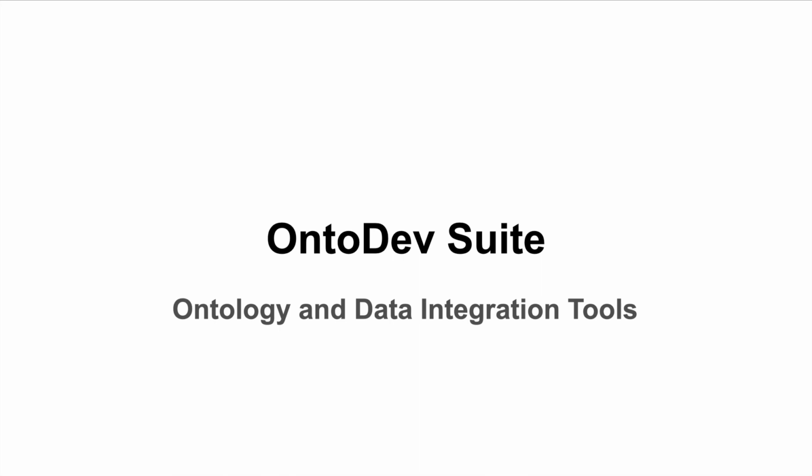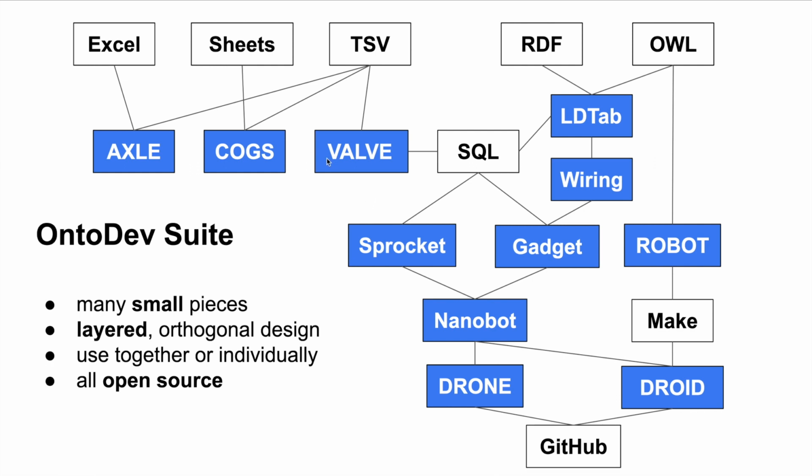So I've just presented a whole bunch of tools, a whirlwind tour of the OntoDev suite, and here's how they all fit together. So we started with data in Excel files and Google Sheets and TSV formats. The TSVs in particular we want to store in version control, and we also have RDF and OWL formats. And then tools like Axel pull Excel files in and turn them into TSV. Cogs works with Google Sheets and TSV. Valve works with TSV to validate it and load it into a SQL database. And then Sprocket will give you a web interface for working with those SQL tables and the validation tools.